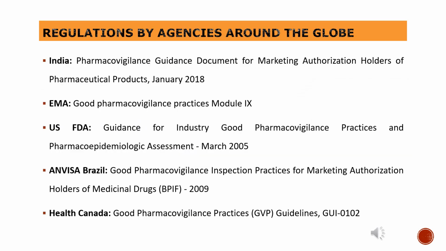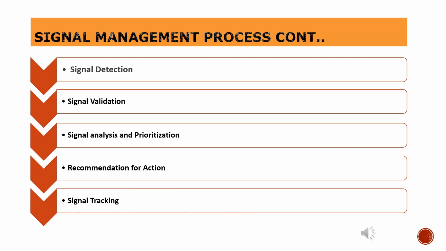As you know, to regulate pharmacovigilance all over the world, we have to have some bodies. These bodies are regulatory agencies all over the world. For India, we have IPC, PVPI; we have US FDA, EMA, ANVISA for Brazil, and Health Canada for Canada. So let's see what steps are required for signal management.